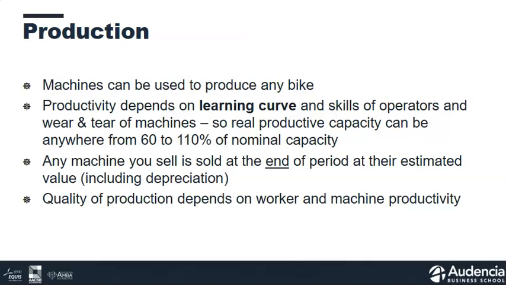maintained your machines properly. If you decide to sell a machine, it's sold at the end of the period of decision, meaning you can use the machines during the year that you sell them. And their value is basically their purchase value less depreciation. So if you sell it after 5 years, it's not worth anything, at least for a standard machine, because it's been totally depreciated. And remember, if you want to increase the quality of production, quality depends on workers and machine productivity.